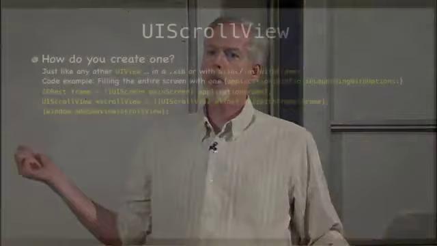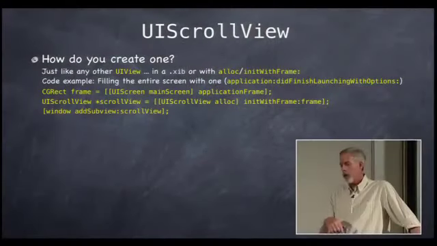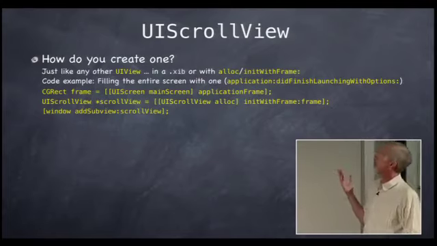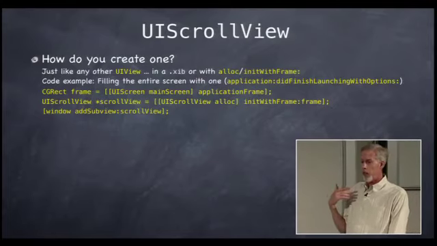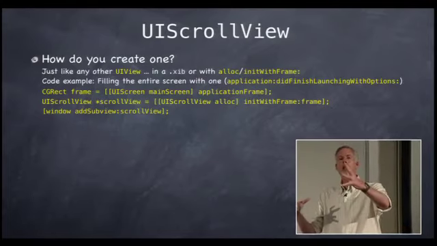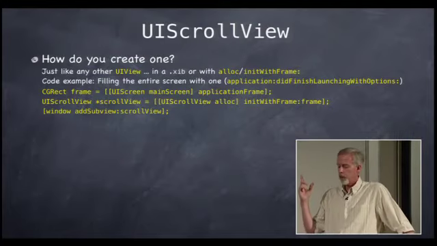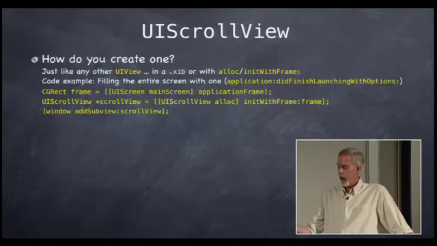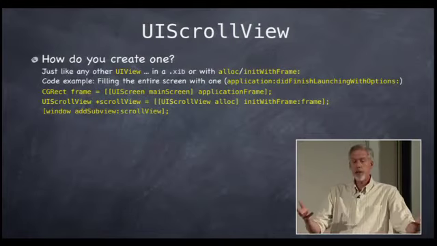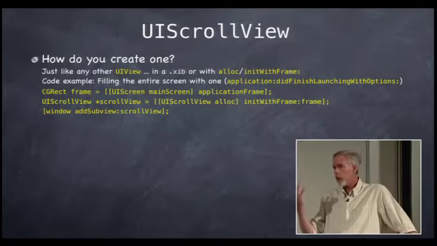How do we create a scroll view? Just like any other view, we drag it out in Interface Builder, or we can alloc init with frame it. So for example, here's some code that creates a scroll view that fills the entire screen that I'm allowed to fill. In other words, not including the little status bar at the top. I get the application frame, which I talked about earlier, I do alloc init with that frame, and then I just add subview the scroll view. It's a view, so I just add it.